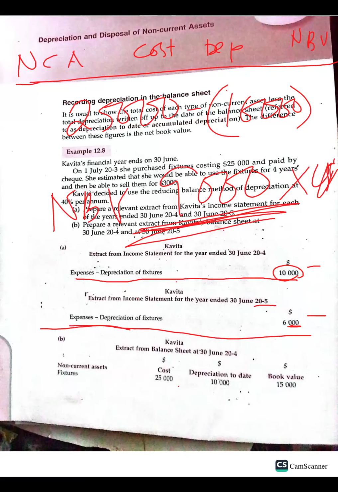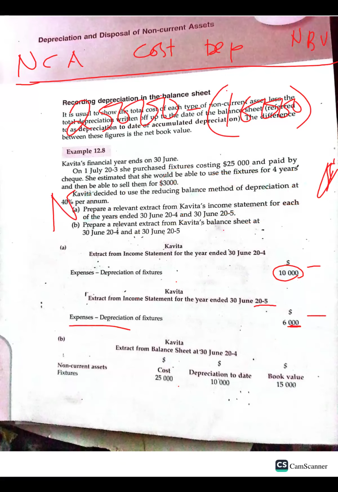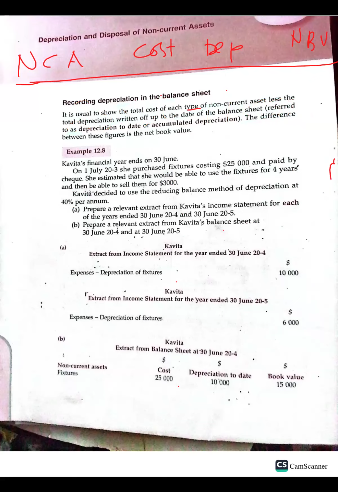So basically, that's how you record depreciation in the income statement. In short, it is recorded as an expense. That's the summary of it. Any question? Is there any question from anyone?